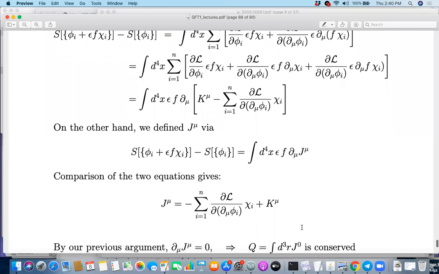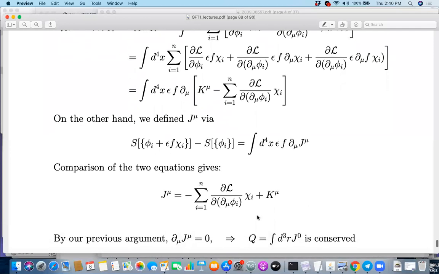Okay, so now we are almost done. Let's recall what our definition of J mu was. We said that if phi_i goes to phi_i plus epsilon chi_i is a symmetry, then when phi_i changes to phi_i plus epsilon times f times chi_i, where f is an arbitrary function of x, it must be writable in this form for some J mu. And that J mu was a conserved current.